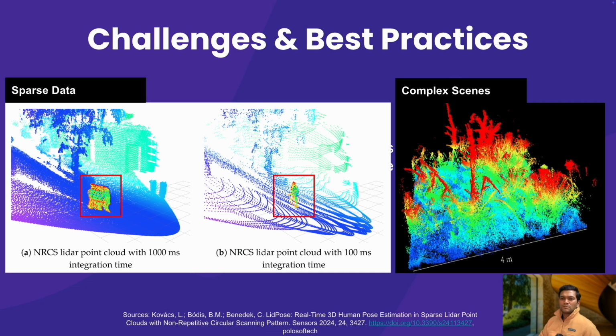The next problem could be sparse data. It's also commonly faced. It refers to situations where the point cloud has low density, which means there are fewer LiDAR points collected in a given area or volume. We can see in this image the left one has a more dense point cloud than the right one.